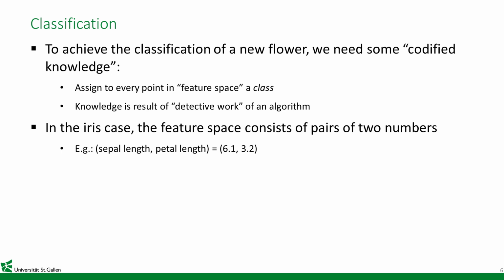In our iris case, the feature space only consists of 2 x variables, right? This means that the feature space is a collection of 2 numbers, the sepal length and the petal length. So, for example, the sepal length is 6.1 millimeters and the petal length is 3.2 millimeters.